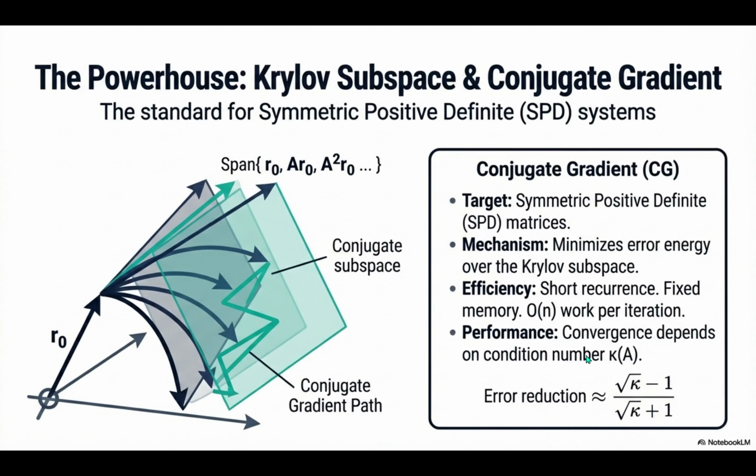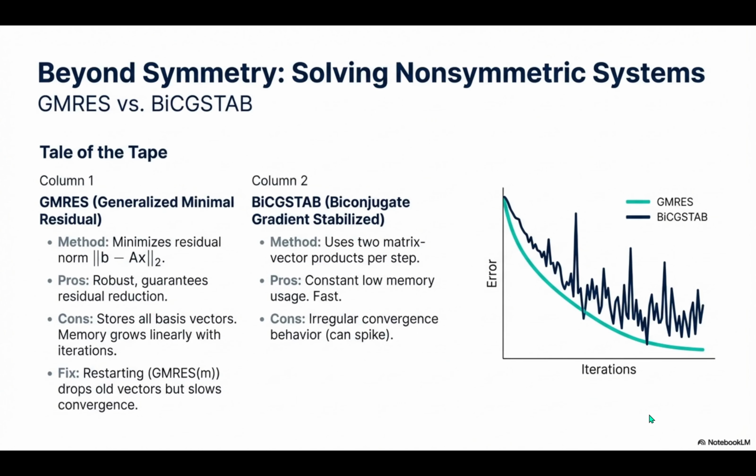But the real world is messy. The sources have a section called the tale of the tape, which implies a fight. What if the matrix isn't symmetric? Then CG breaks. You can't use it. You have to enter the ring with the general solvers. And there are two main contenders here, GMRES and BiCGSTAB. All right, let's break them down.